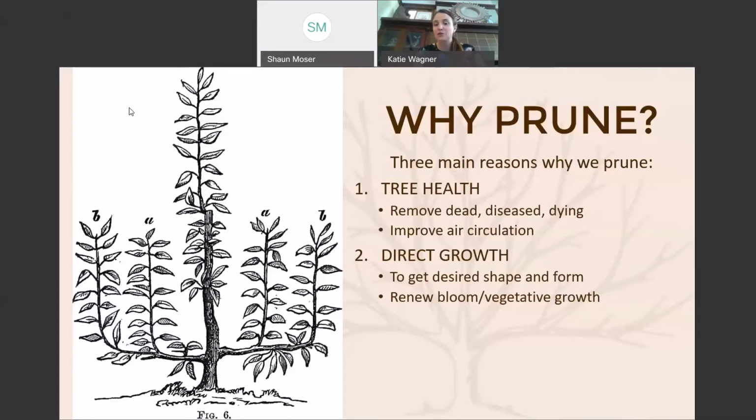And so the life of a fruit tree that's being pruned for fruit production is not typically very long. We may be looking at having a fully productive fruit tree in the landscape for maybe 30, 35, 40 years. And then we're cutting it down and planting a new one and starting over. So keep that in mind as well. We want to direct growth to get the desired shape and form, and then renew bloom and vegetative growth as well.